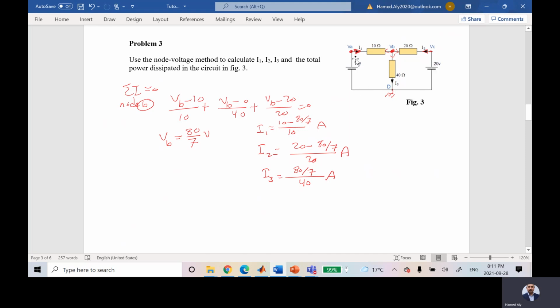Did you calculate I1? Yes. I1 is equal to 10 minus 80 over 7 over 10. Can anyone calculate I1? Is it negative or positive? Anyone calculate it, please? And give me the number. Negative what? The number, give me the decimal number. Negative 0.14. Okay, what about I2?